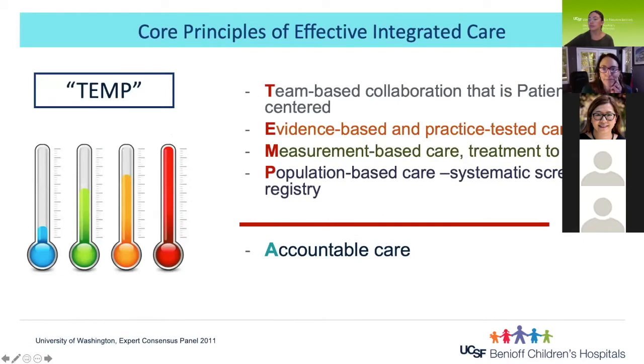So actually we'll talk about collaborative care in just a moment, but these are the core principles of effective integrated care. So looking at having team-based collaboration, having a patient-centered approach being at the very heart of this. Looking at measurement-based care, this means being able to use rating scales and track patient outcomes through the use of a centralized database like a registry. And this helps to promote accountable care that is effective and involves treatment to target. Next slide, please.